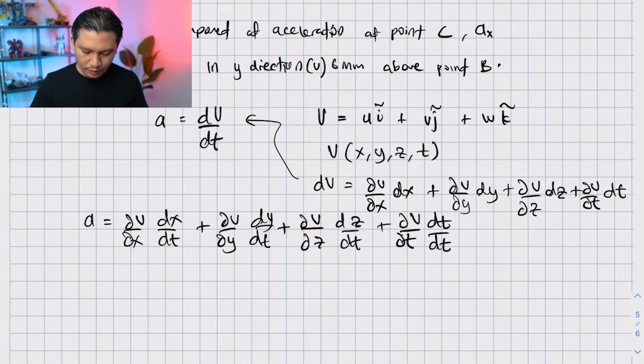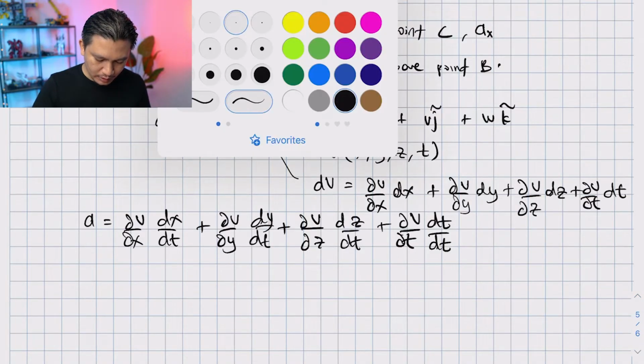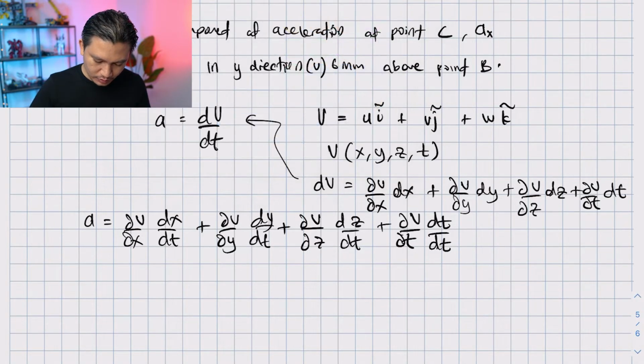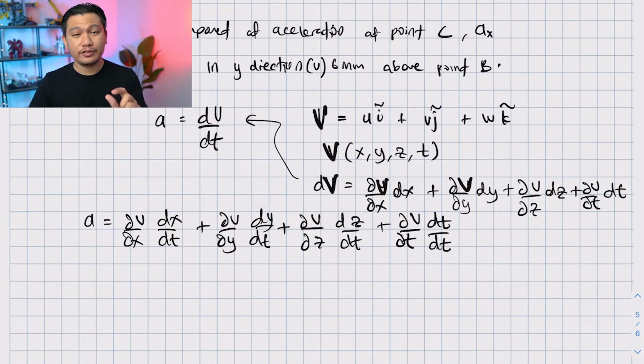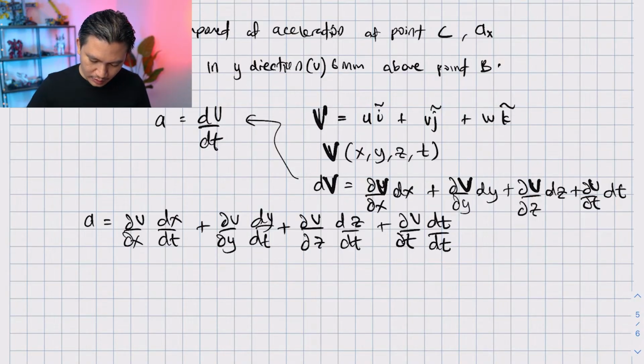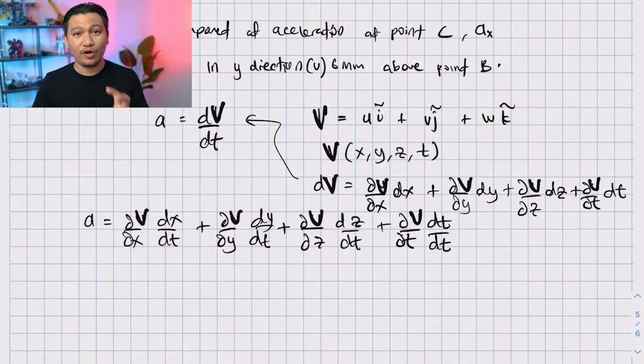And before we move on, let me make it clear that these are capital V. Capital V means a velocity that contains velocity in the x direction plus velocity in the y direction plus velocity in the z direction. These are all capital V. Please do not confuse them later on with the small v, which is the velocity in the y direction.